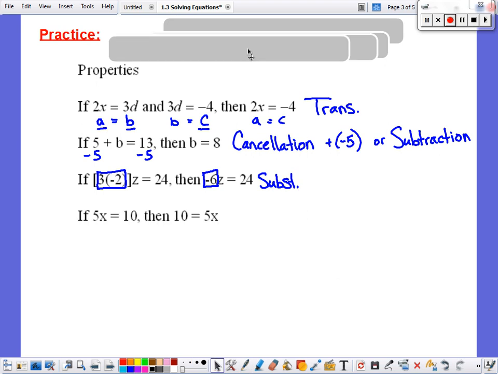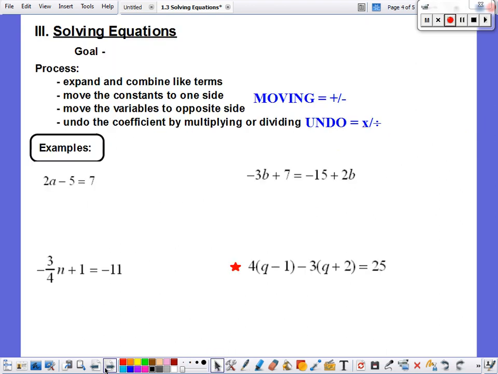Taking a look at the last one here, we have if 5x equals 10, then 10 equals 5x. Notice what I'm doing is comparing 2 things, A and B and A. Now there's your symmetric property. Okay? And so we're comparing 2 things. All right. Now we're going to take these properties and actually apply those when it comes to solving equations.